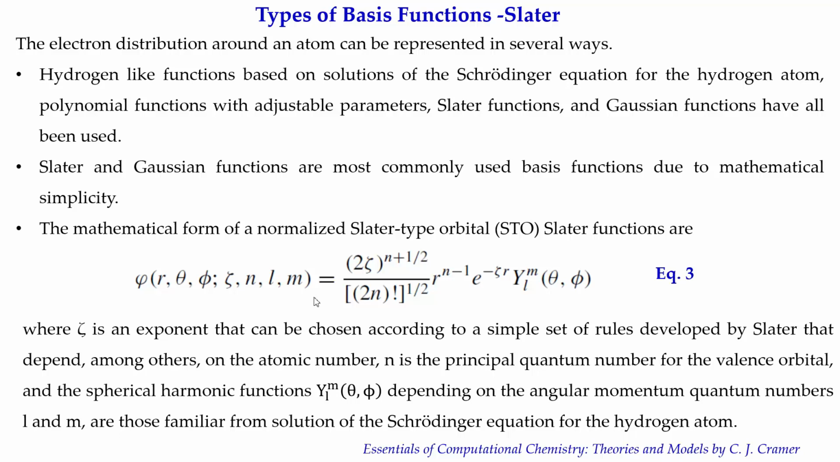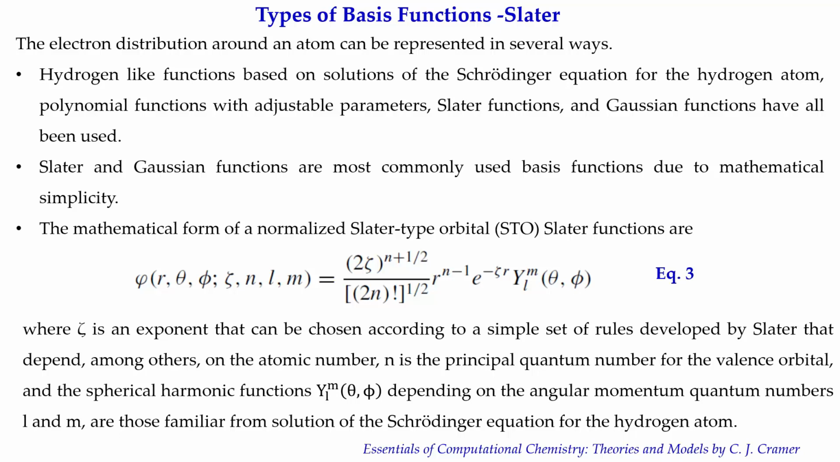And this looks like a very complicated expression, but you don't need to remember everything. You just remember that this phi varies with the exponential zeta part. So it depends on the exponential of negative zeta r, and this zeta is an exponent that can be chosen according to a simple set of rules developed by Slater that depend, among other things, on the atomic number, n, the principal quantum number, the valence orbital, and the spherical harmonics functions like Y lm theta phi.